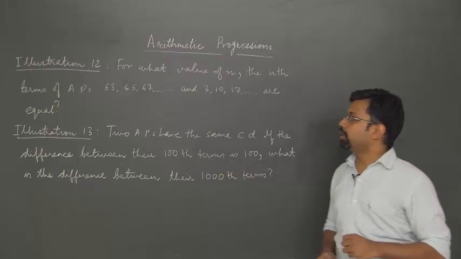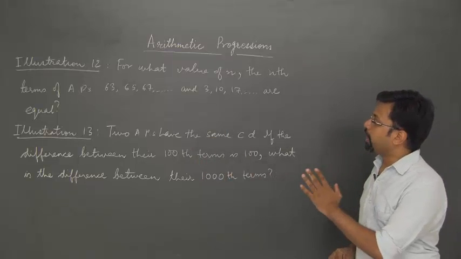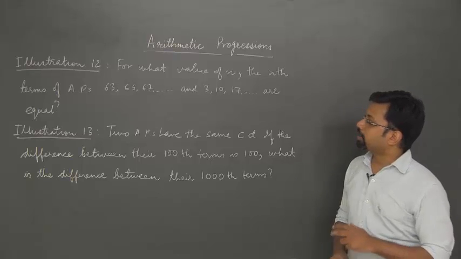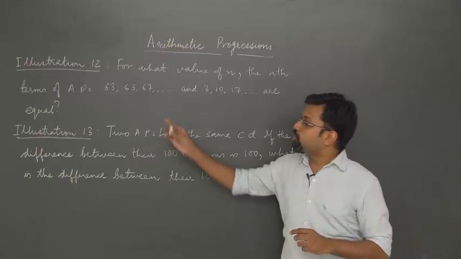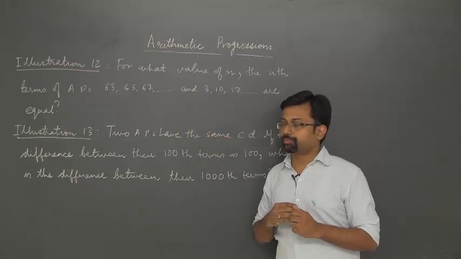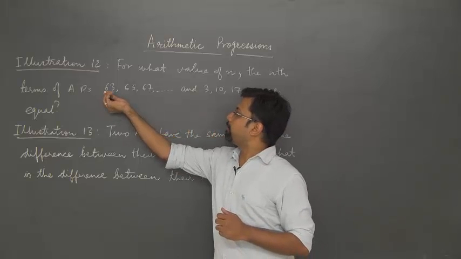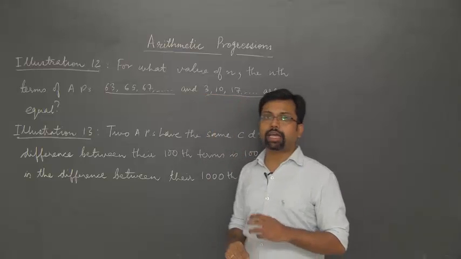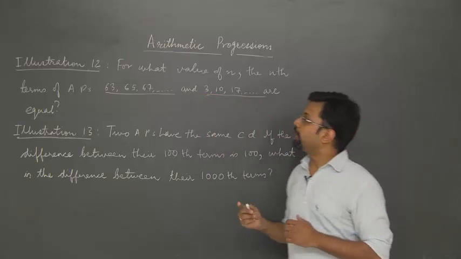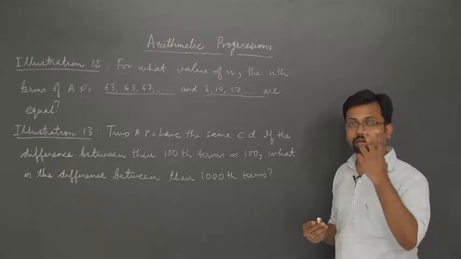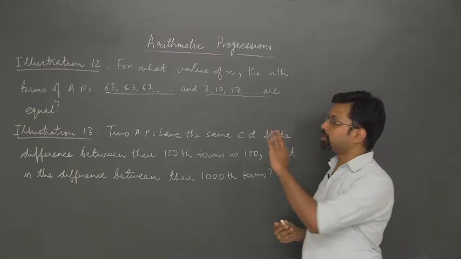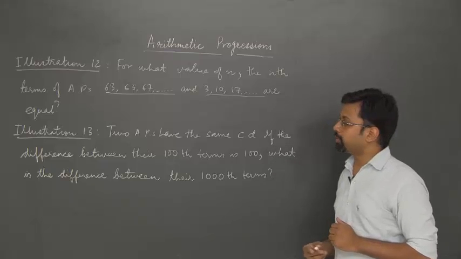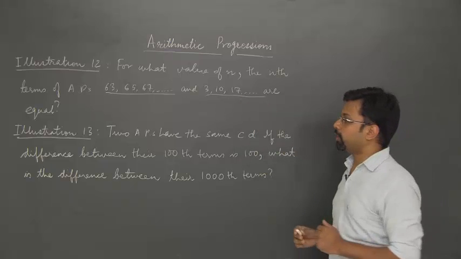So illustration 12 is about finding the value of n such that the nth terms of two APs are equal. There are two APs that are given. One is this and the second is this. And it is said that their nth terms are equal. Now we have to find the value of n for which the nth terms would be equal for the two APs. So we take both the APs one by one.